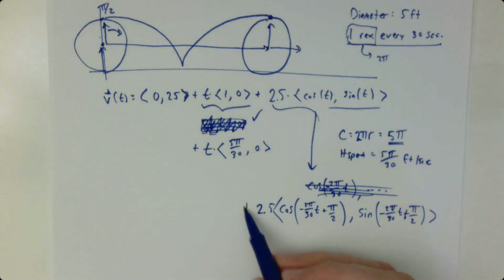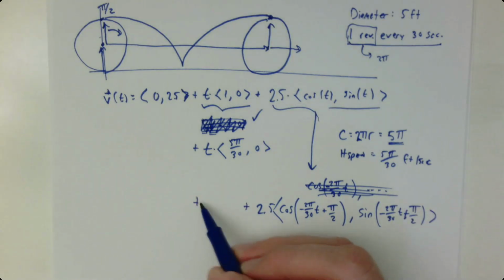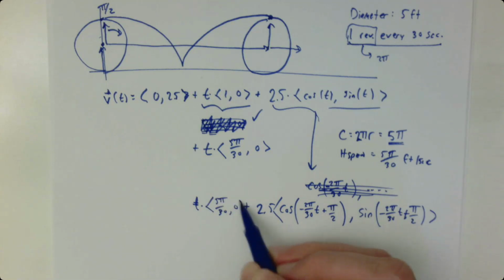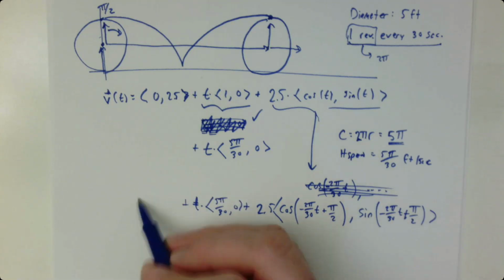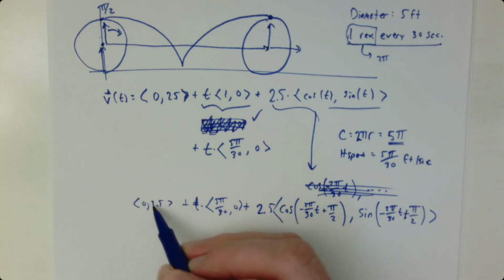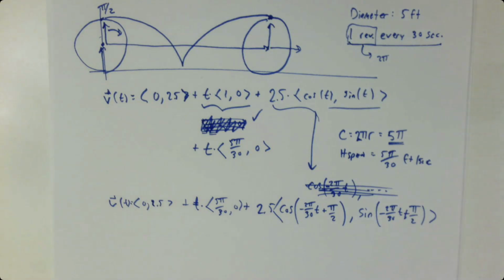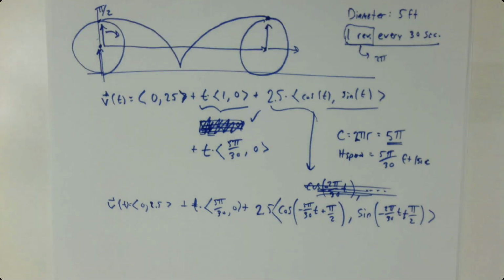And all of the rest is the same. So I'd have time times 5 pi over 30 comma 0, and then here I'd have 0, 2.5. And that's it. Okay, so let's solve some variations on this. Or actually, I'll stop the video here and we'll do a different video on the variations.